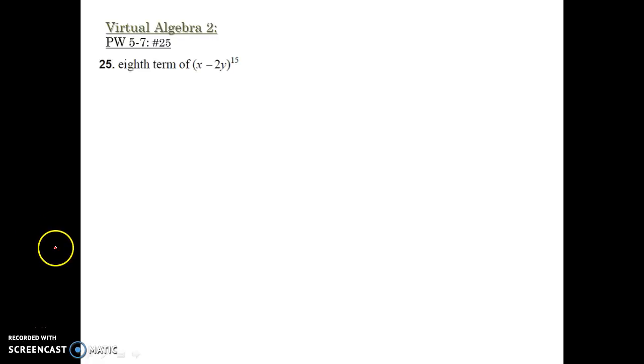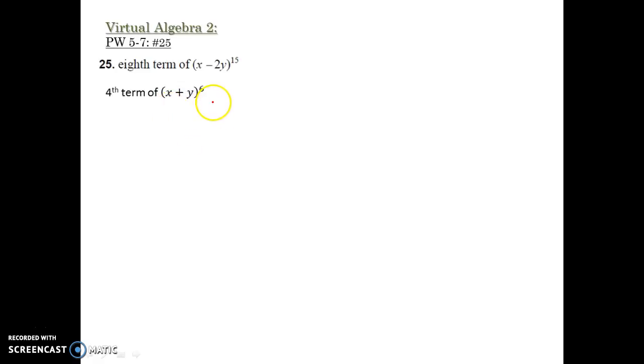Hello, fellow algebrists. Today we're going to talk about some binomial expansions and especially what to do when the power starts getting big. If we were doing a problem more like this, what's the fourth term of x plus y to the sixth?